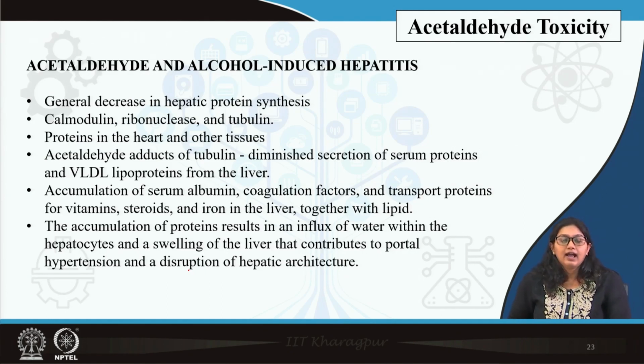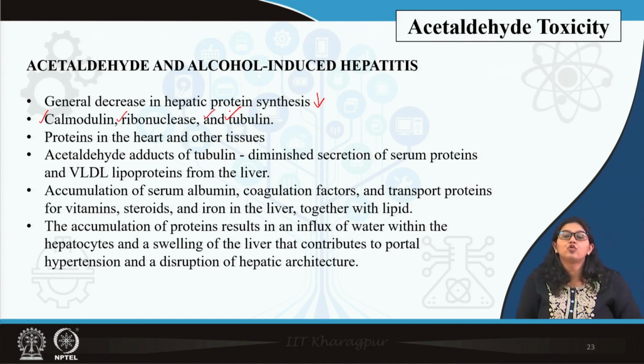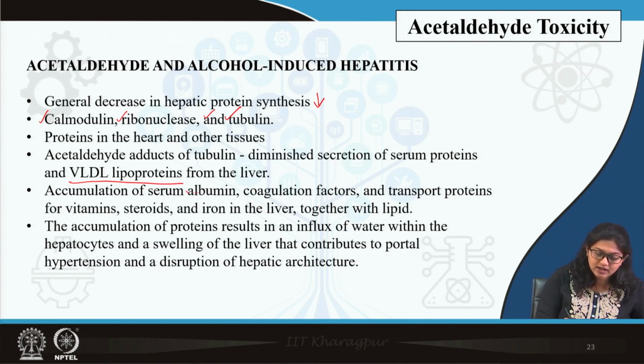Now, how does acetaldehyde cause alcohol induced hepatitis? Generally, acetaldehyde is causing a generalized decrease of hepatic protein synthesis. Proteins like calmodulin, ribonuclease, tubulin are very common proteins whose synthesis is hampered. Now, tubulin is one such protein which is involved in assembly and secretion of VLDL. So, basically there is diminished formation of VLDL. So, what will be the effect? Triacylglycerols which were coming to the liver are not getting secreted into the circulation, rather they accumulate in the liver, causing fatty liver. Apart from that, multiple other proteins, like serum albumin and coagulation factors, also have hampered synthesis.